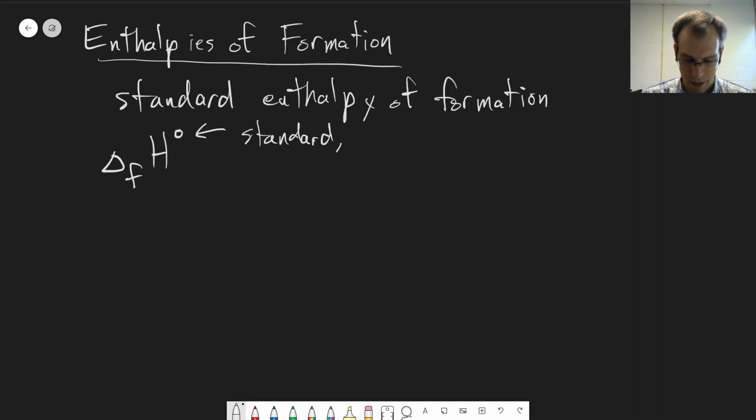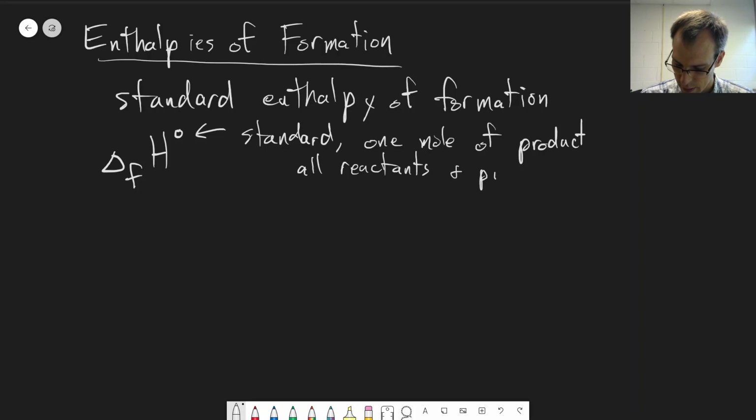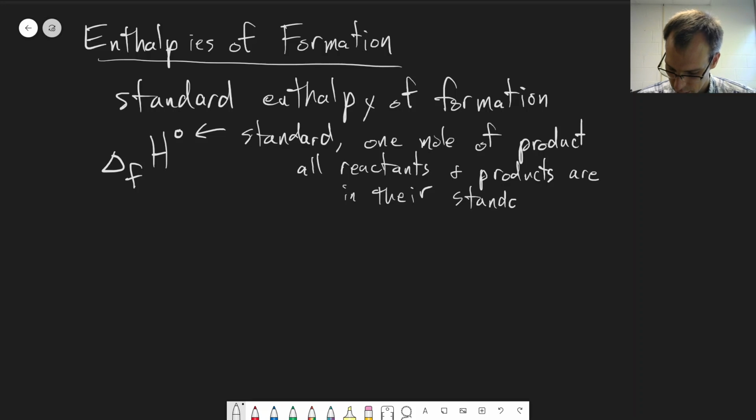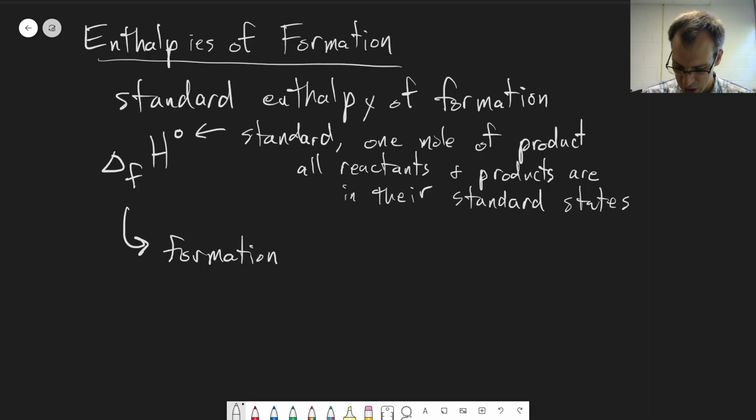And what that means is that we have 1 mole of the product, and all reactants and products are at their standard states. We'll see this degree symbol several times throughout this class, so we should go ahead and define it now. By standard states we mean 1 bar pressure, and the usual condition that it has. The formation means that we have a formation reaction, from the standard elemental forms.